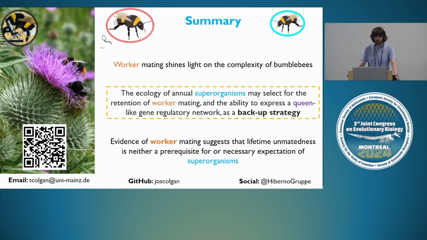It's quite common within bumblebee colonies for queens to die or queens to be removed. So in case of premature queen death, retention of worker reproductive ability should allow for a smash to monarchy. They should be able to overtake a colony in the case that the queen passes prematurely. And lastly, at a more general level, the evidence of worker mating suggests that lifetime unmatedness is neither a prerequisite for nor a necessary expectation of superorganisms. And if you work on certain other social insects such as ants that produce gamergates, then you'd probably support this argument as well.